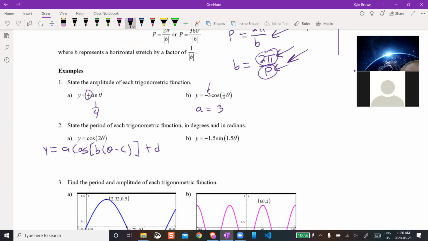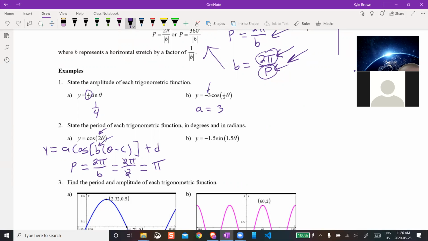Now, this is our B value, right? That 2 right there is already our B value. So the B value is 2, and if it wants the period, then that was this one up here that we just did. So the period here is going to be equal to 2 pi over our B value. So that's going to be 2 pi over 2, so our period here is going to be, those cancel, and we get pi.